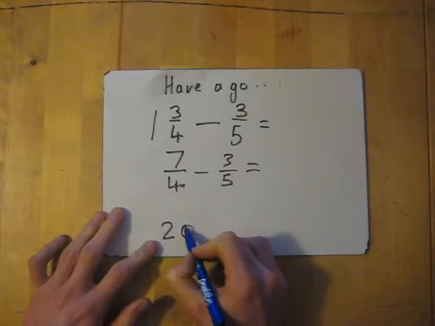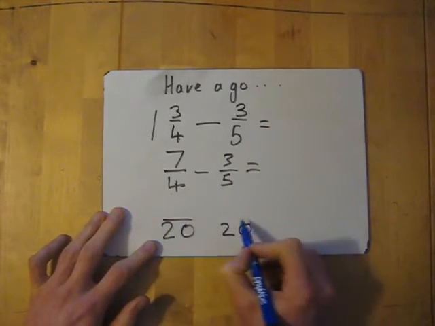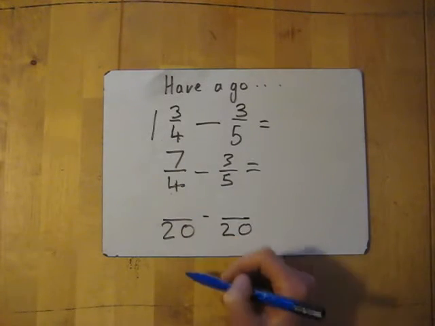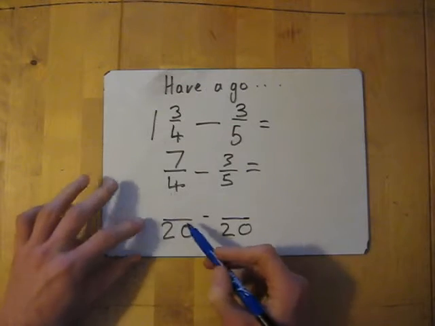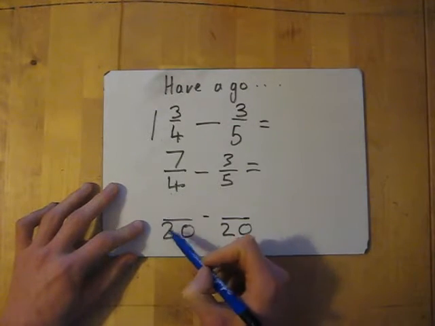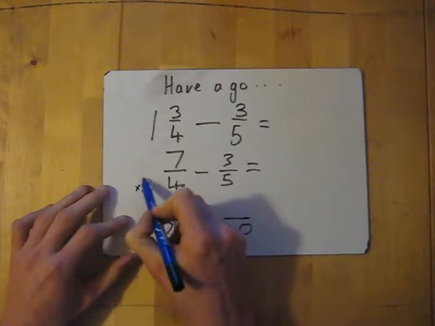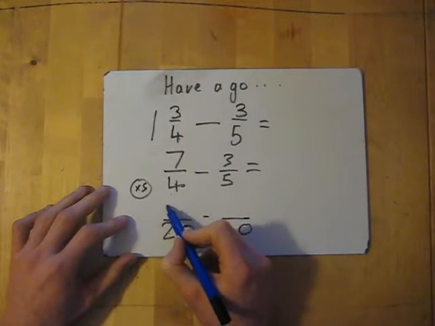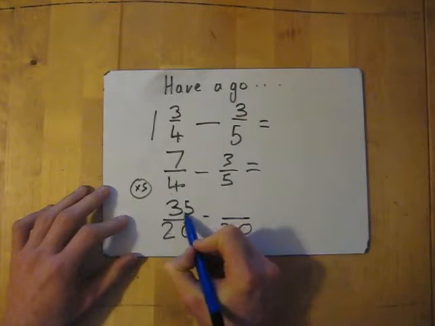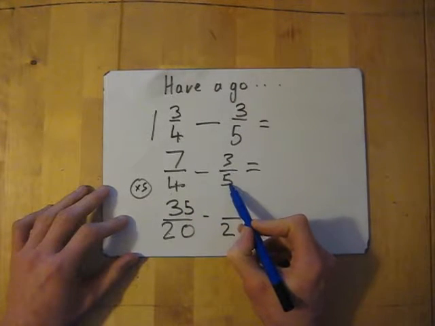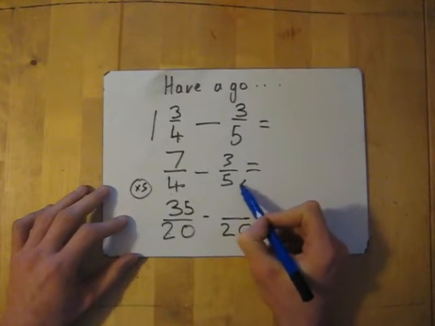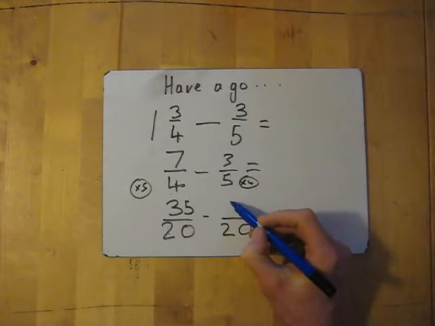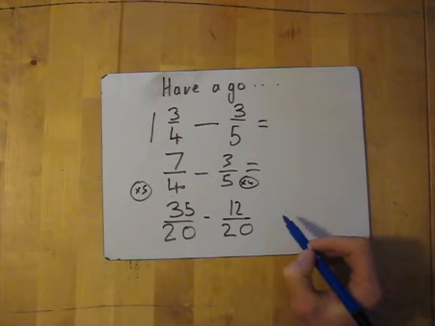So I'm going to put my 20 below here. And then convert these both so that they're out of 20ths, the equivalent fraction out of 20ths. So 4, to get to 20, you times by 5. So that means I need to times the top by 5 as well, which will give me 7 times 5 is 35. To get from 5 to 20, I have to times by 4. So that means I have to times the top by 4, which will give me 12.